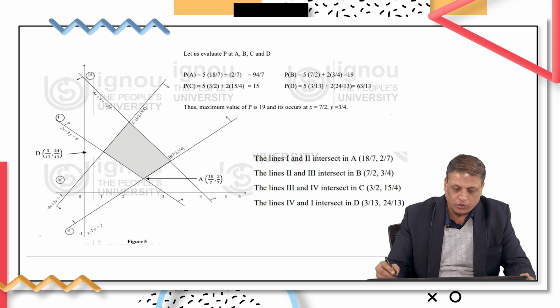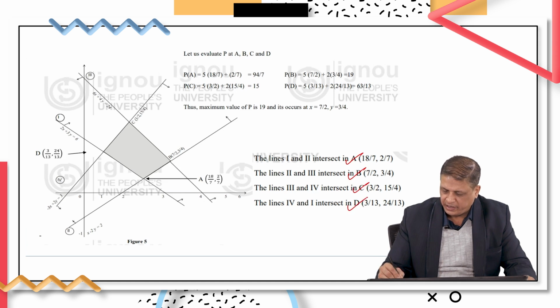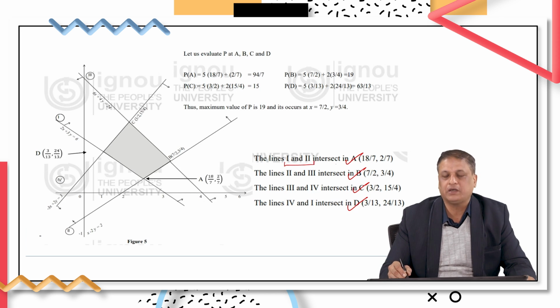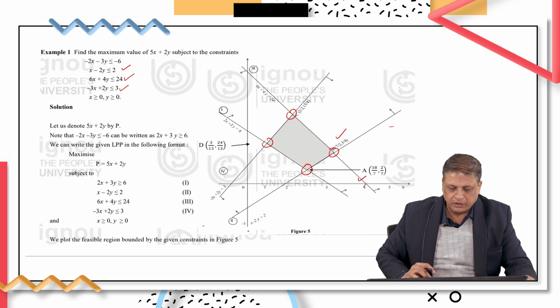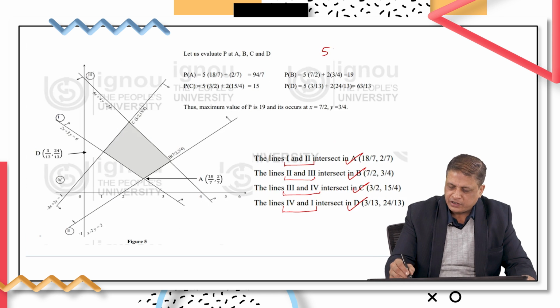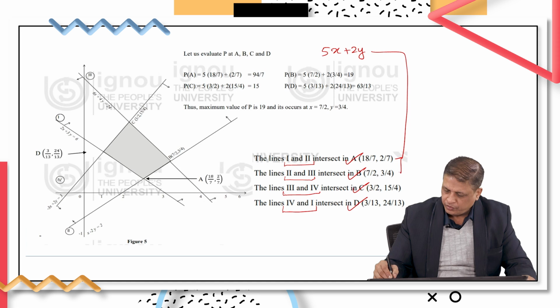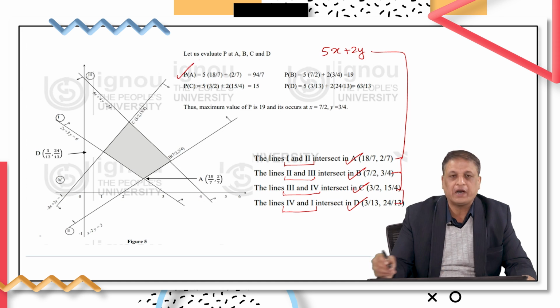So, we got 4 intersection points, A, B, C and D, wherein point A was the intersection of line 1 and 2, B was the intersection of line 2 and 3, 3 and 4 lead to intersection point C, and 4 and 1 lead to intersection point D. Now, evaluating the profit function, the maximization function is 5x plus 2y, for these points. So, you will get the profit at point A as 5 into 18 by 7 plus 2 into 2 by 7.